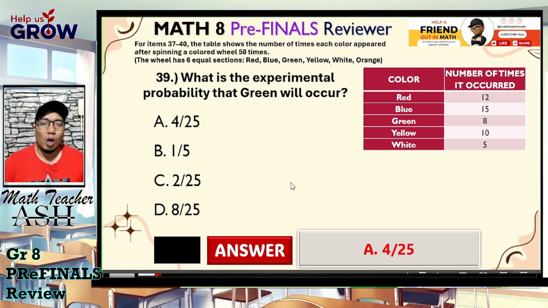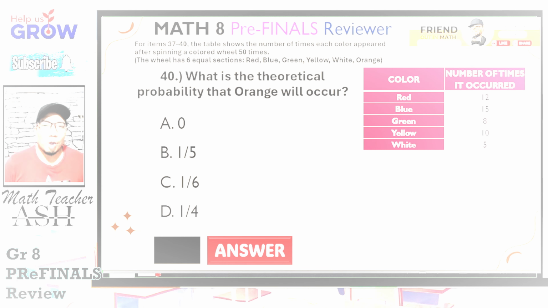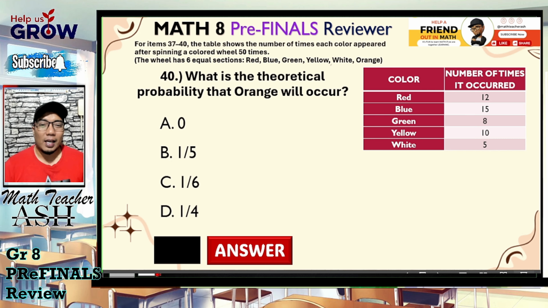So now let us go to question number 40. What is the theoretical probability that orange will occur? Is it A, 0, B, 1/5, C, 1/6, or D, 1/4? I'll give you 5 seconds to think about your answer.